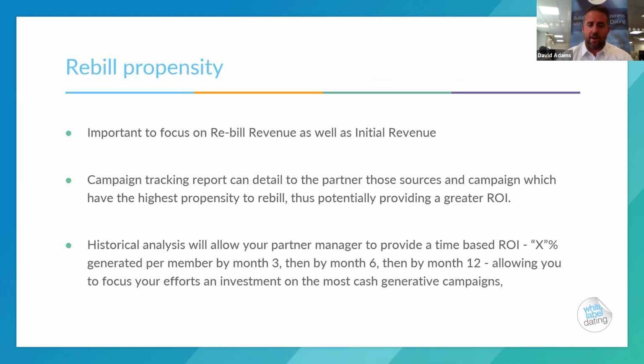And also, this is something that I think is very important for you guys as partners. Looking historically will allow your partner manager to provide you with a time-based ROI. So what that means is you can work out how much is generated by month 3 since they first paid, by month 6 since they first paid, and then by month 12 since they first paid, allowing you to focus your efforts and investment on the most cash generative campaigns.